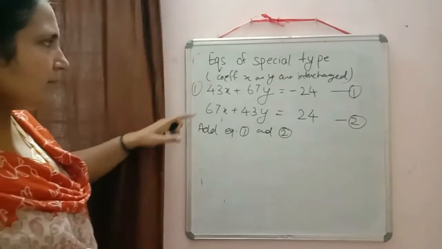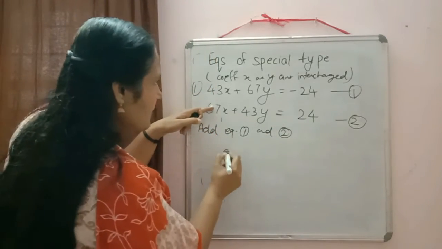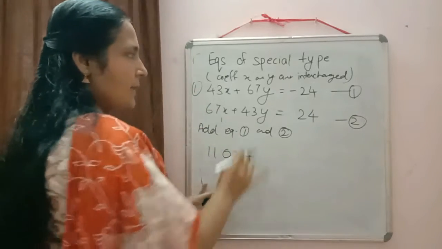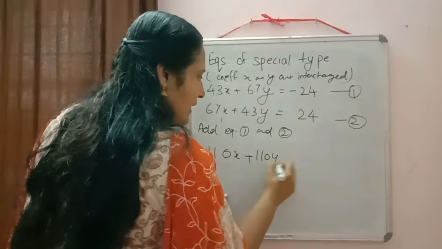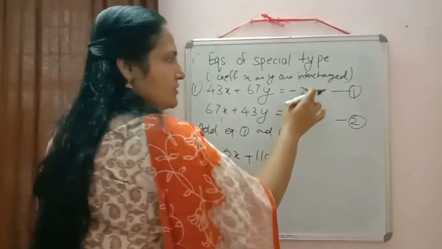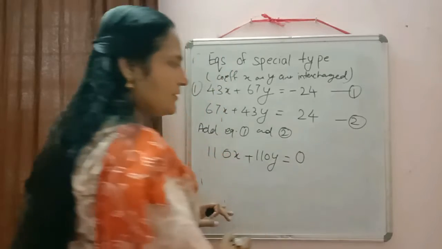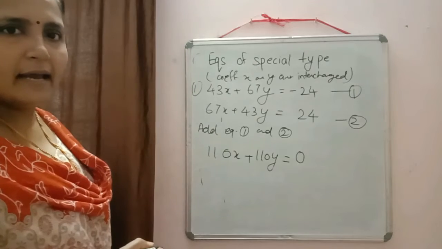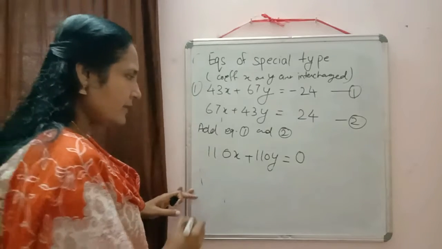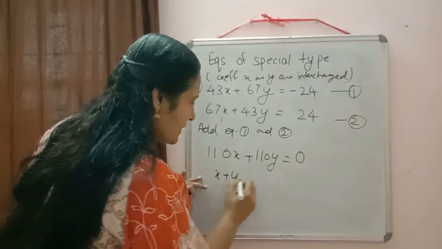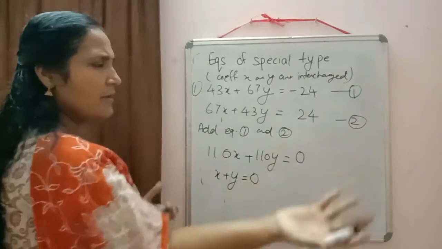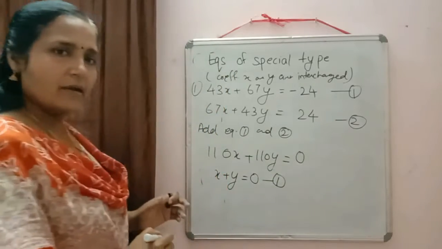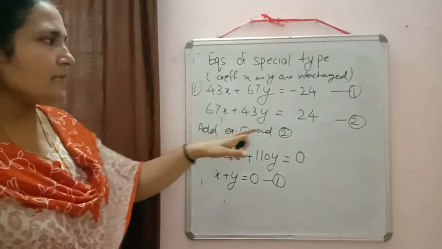Then what will come? 7 plus 3, 10, carry over 1, 6 plus 4, 10. So 110x plus, same here also, 110y is equal to minus 24 plus 24 will be equal to 0. And you can check the whole expression is divisible by 110. So we can cancel it by 110. So we will get x plus y is equal to 0. 0 divided by 110 is 0 only. Now we will take this as equation 1. What we did? Added equation 1 and 2.